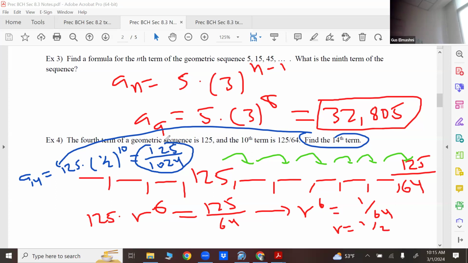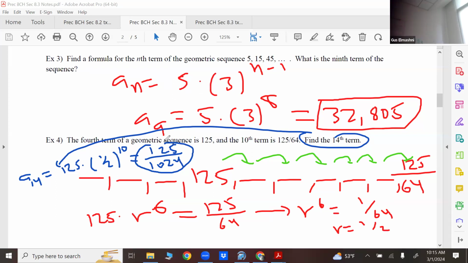Find the 14th term. You have a few options. If you want to find the first term, go ahead. I've seen this in the past where they feel they have to use that formula, a sub n equals a sub 1 times r to the n minus 1. They solve for a sub 1 first. If you get too formula intensive, I say forget that. Just start wherever you want. Start with the fourth term.